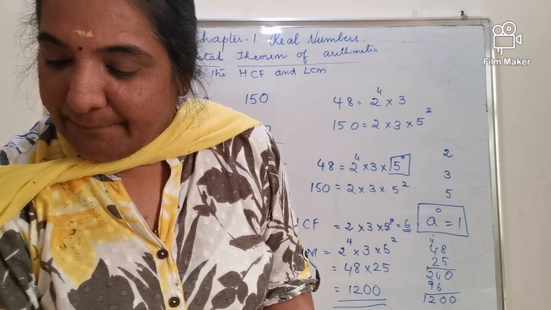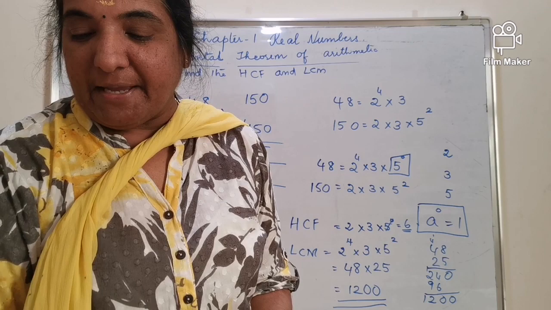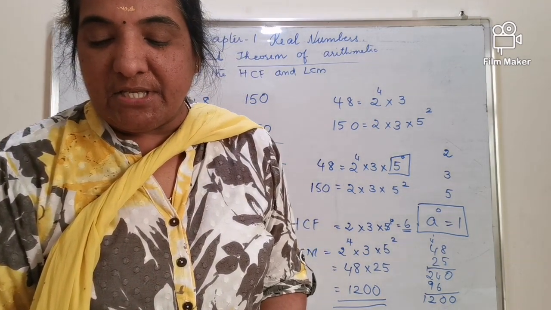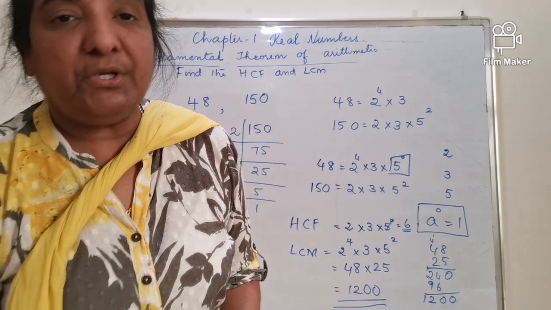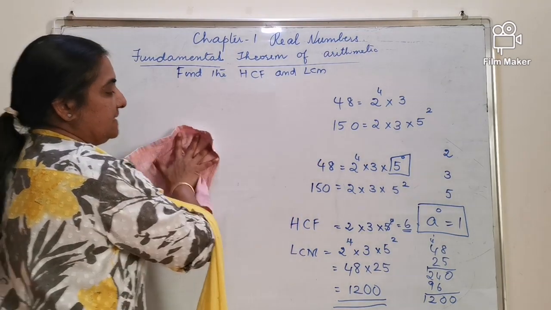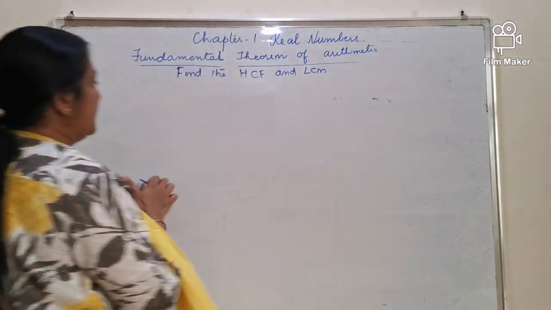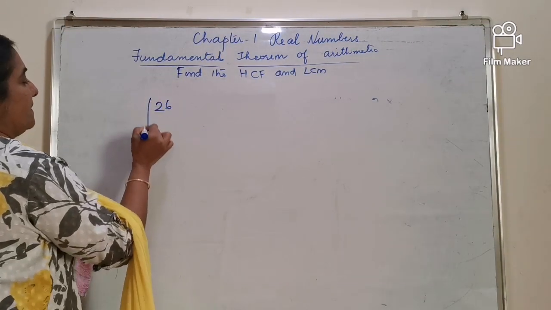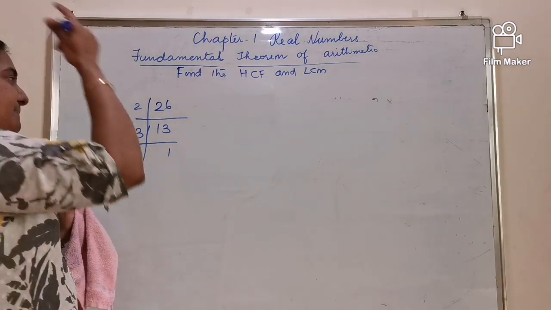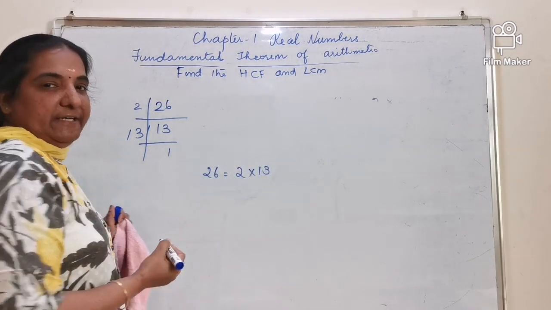The next example from the textbook: find the LCM and HCF of the following pairs of integers and verify that LCM into HCF is equal to the product of the two numbers. The first example is 26 and 91. The prime factors of 26 can be written as 2 into 13. 13 is a prime number. 26 can be expressed as 2 into 13.